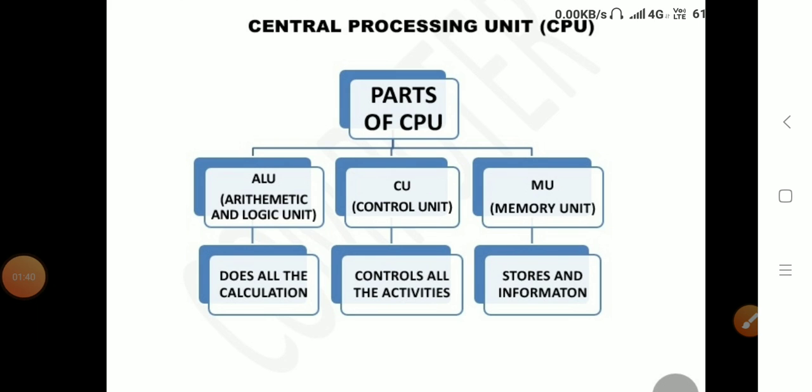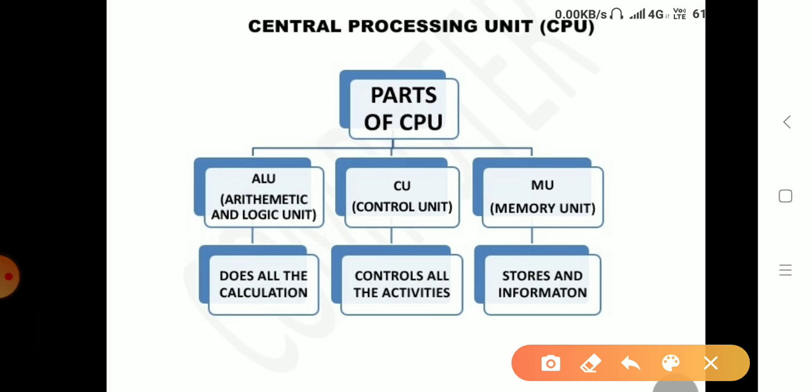Now you already know about the CPU. What is CPU? CPU means the central processing unit, which is present inside the CPU box and it does all the calculations of the computer. Now the CPU has three parts. What are those? ALU, CU, MU, where ALU stands for arithmetic and logic unit, CU stands for control unit, and MU stands for memory unit. All these parts perform different functions.